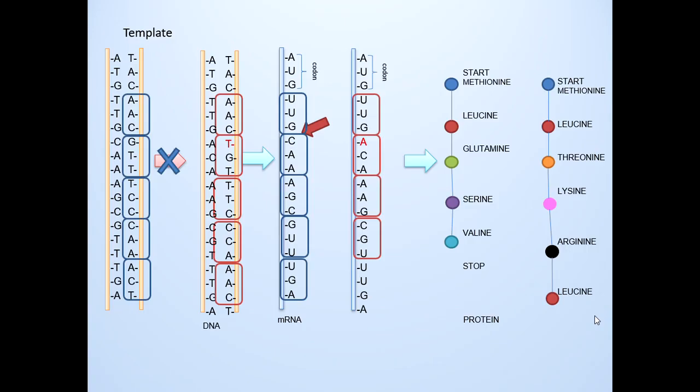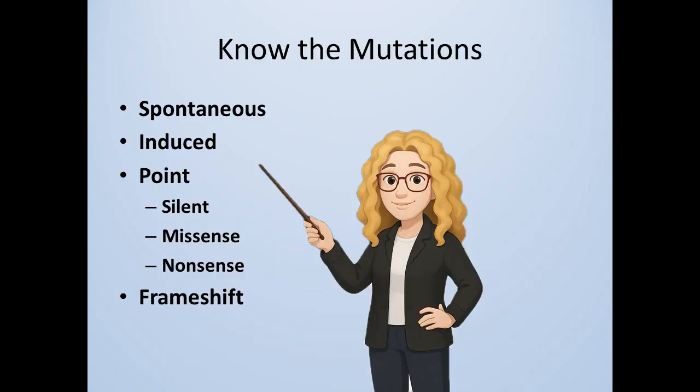So with that this concludes this video, because we've gone through a review of the protein synthesis process and the genetic code, and then looked at different kinds of mutations, the three types of point mutation and the frame shift mutation.